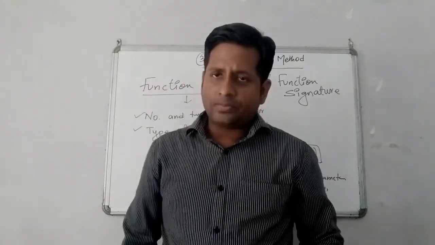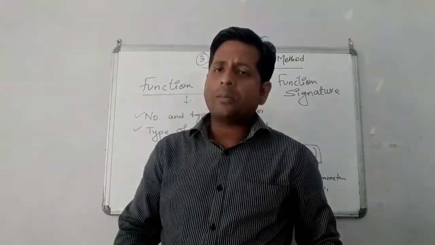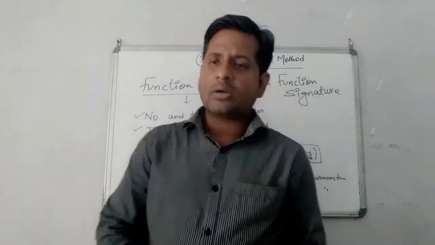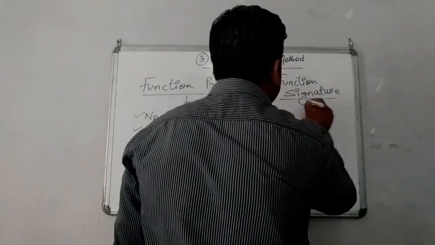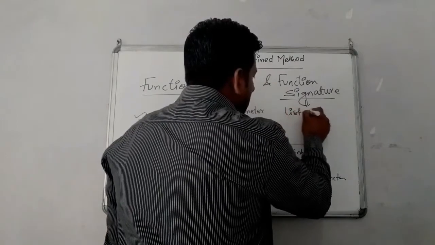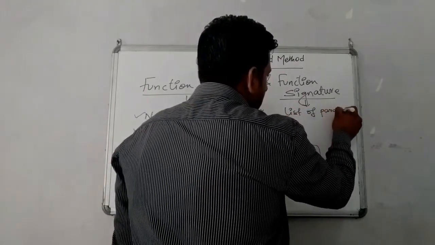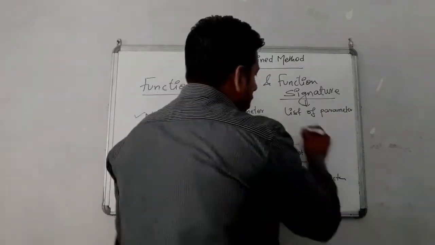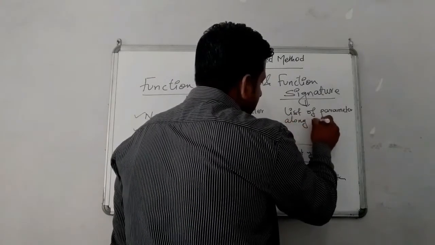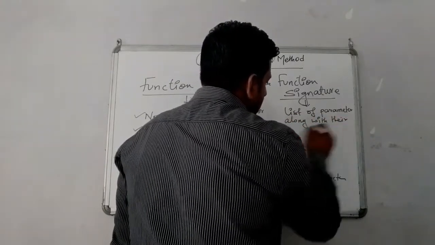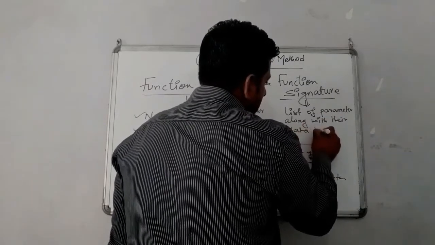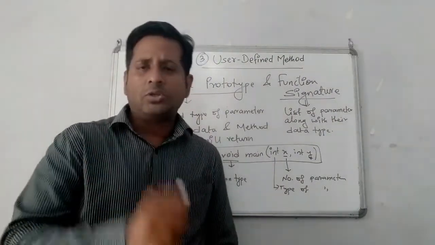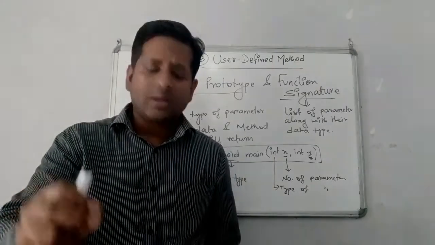The list of parameters along with their data types is called the method signature. That means, children, this part we can write as the list of parameters along with their data types. So what is the function signature, children? The list of parameters along with their data types.